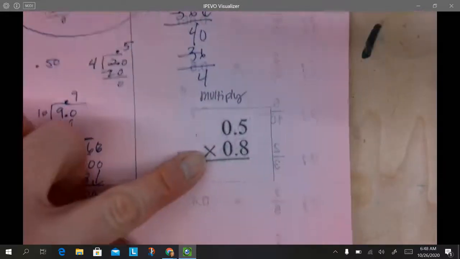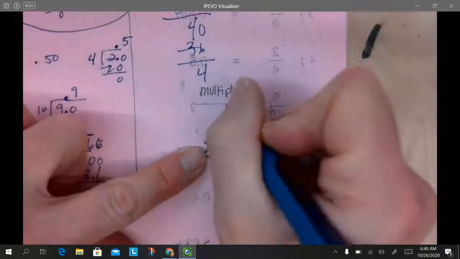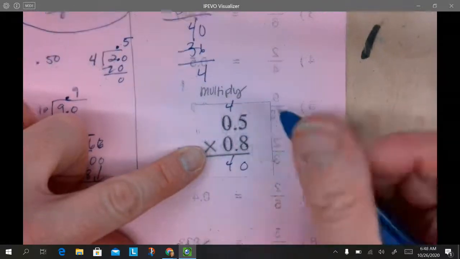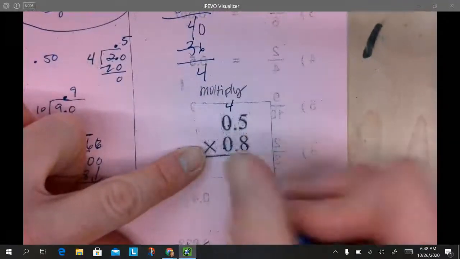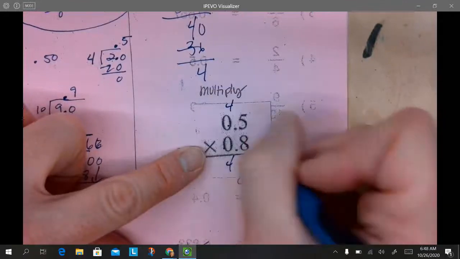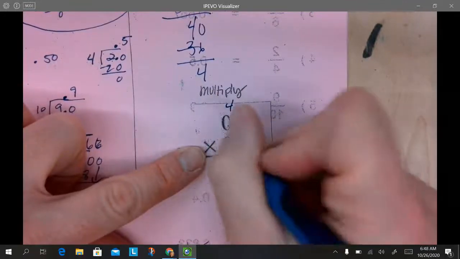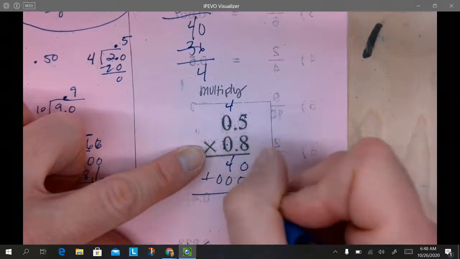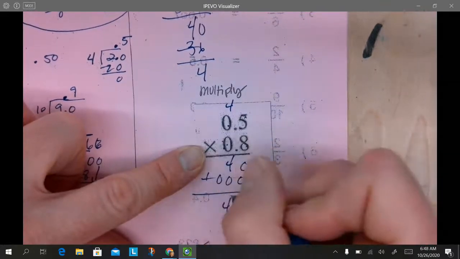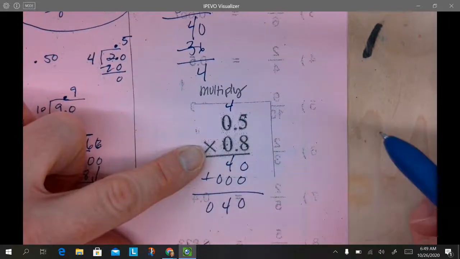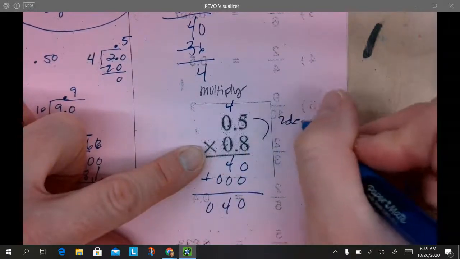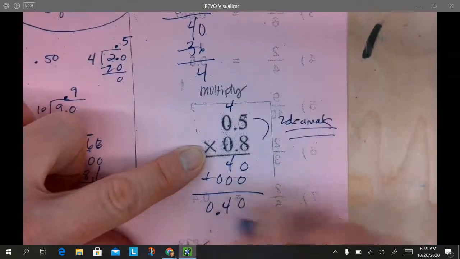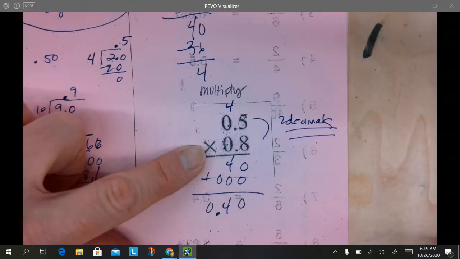Up here. 8 times 5 is 40. 8 times 0 is 0 plus 4 is 4. Okay. I'm moving over to the 0. Put 0 here as a placeholder. Then I have 0 times 5 is 0. 0 times 0 is 0. So everything's zeros. Bring everything down. 0 plus 0 is 0. 4 plus 0, 4. And then we got this 0. Okay, fine. Once again, I have 2 decimals in my problem. So I need 2 decimals in my answer. And that's my answer. Okay?